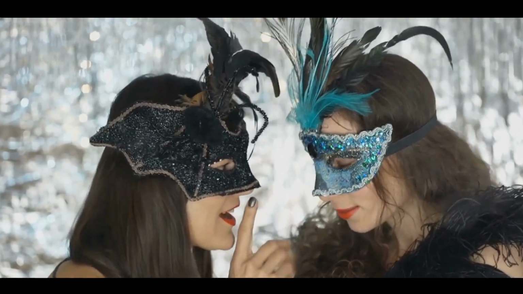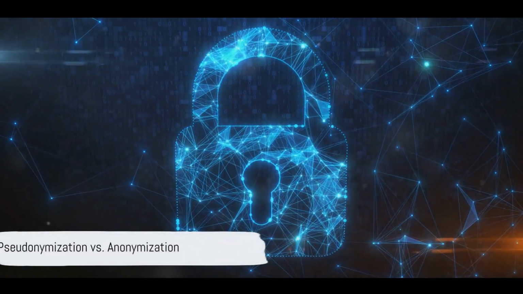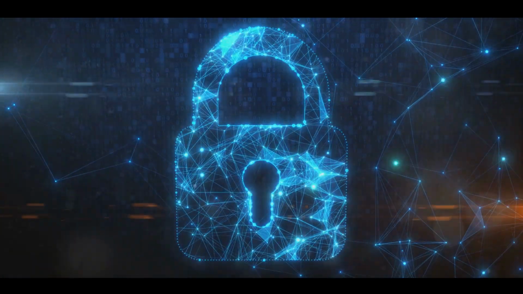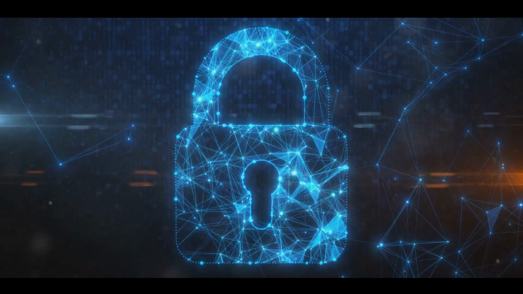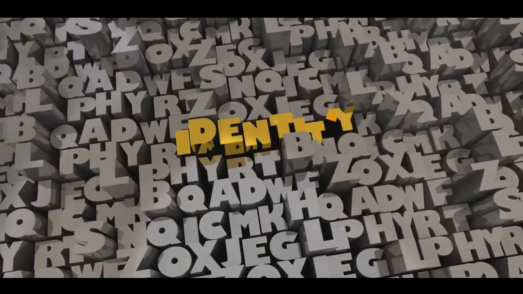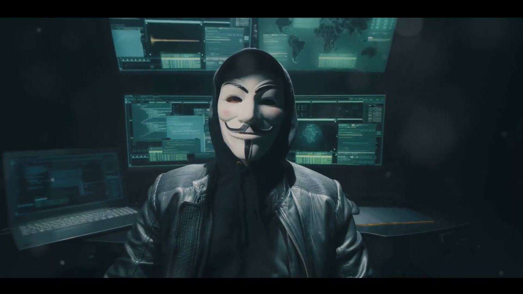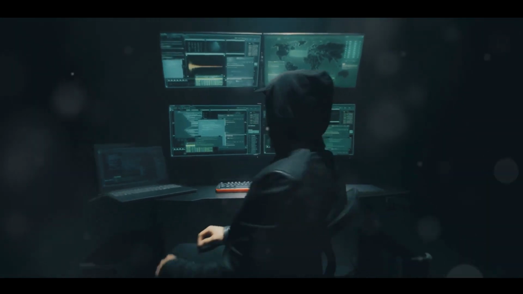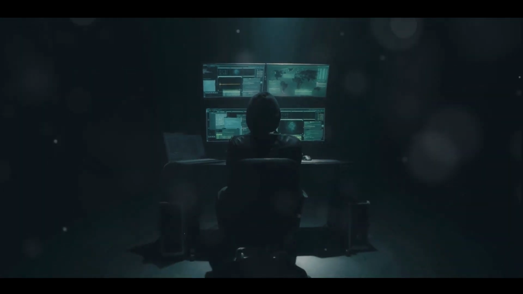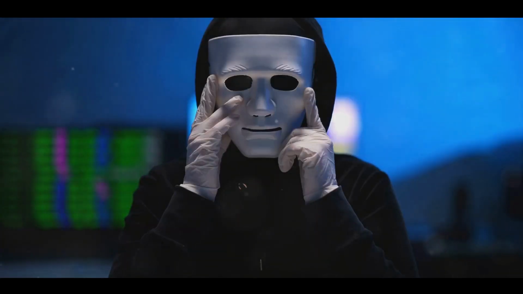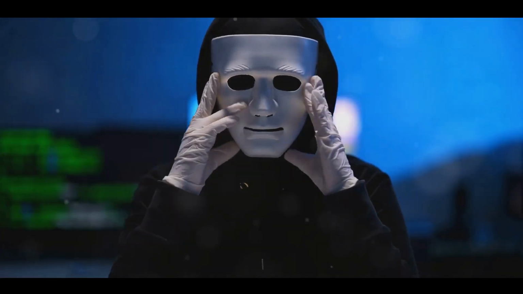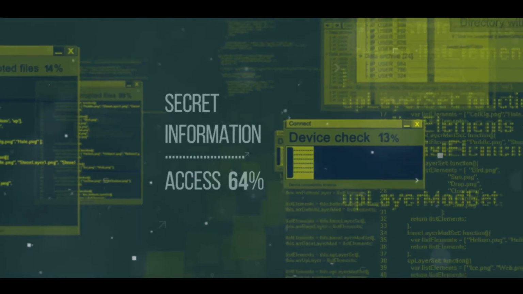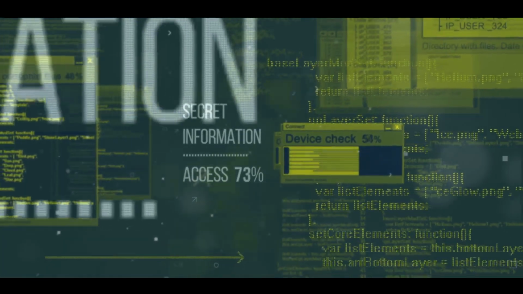Now, you might be wondering, how is pseudonymization different from anonymization, another common term in data protection? Well, the key difference lies in reversibility. Anonymization permanently erases the original data, making it impossible to trace back to the source. Pseudonymization, on the other hand, is reversible. With the correct authorization and the right key, the original data can be restored.